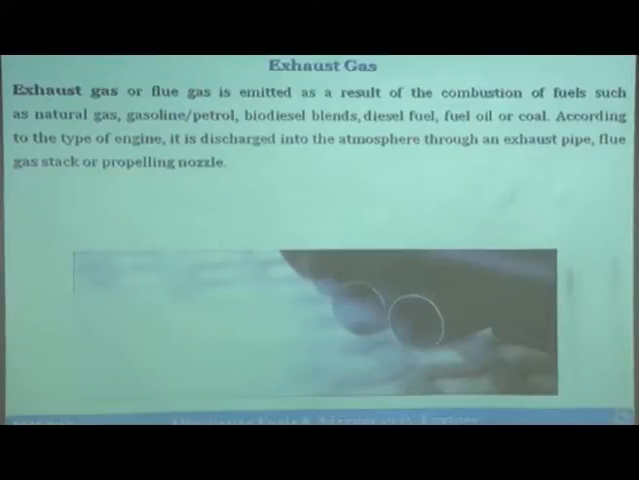Not just for transport applications, but for example, coal. Coal is burnt in power plants, so that also leads to exhaust gas or flue gas, okay? So this is not just specific to engines, but to any combustion application. According to the type of engine, it is discharged into the atmosphere through the exhaust pipe, flue gas stack, or propelling nozzle. If it is an engine, then it is an exhaust pipe. If it is a power plant, then it is a flue gas stack, and if it is an aircraft, then it is a propelling nozzle.